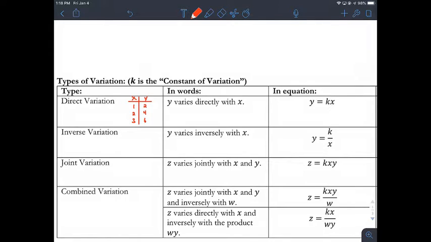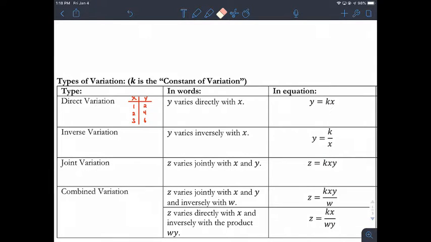We're going to see the equation for that, y is equal to kx. In this case, the k would be 2, because as x is increasing, y would be twice that. We can check that again. Of course, we don't need to.